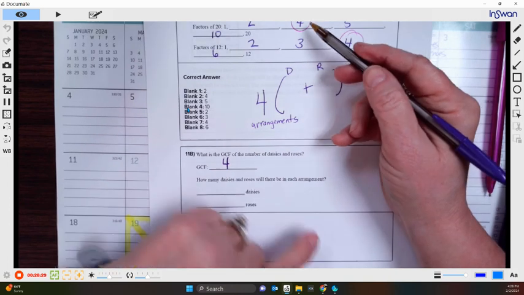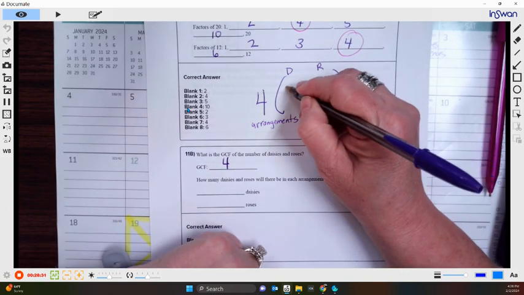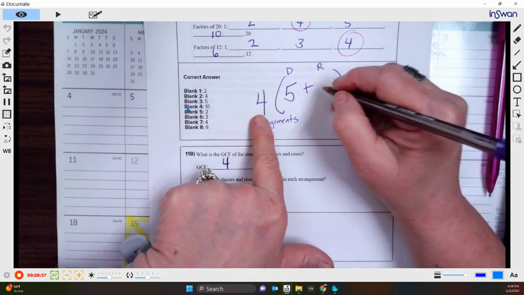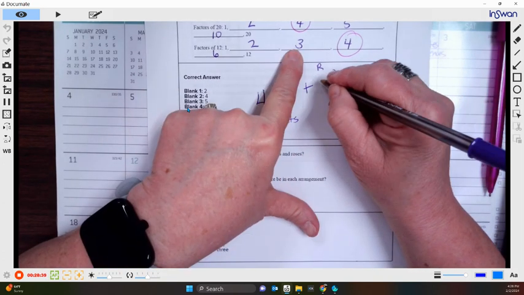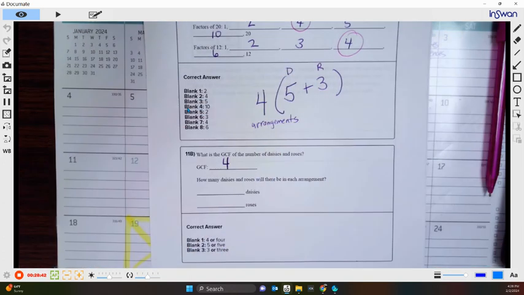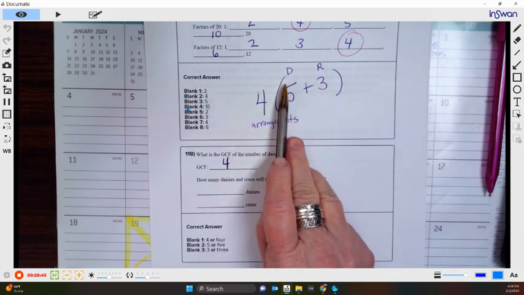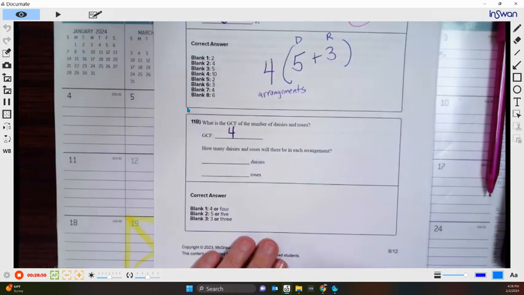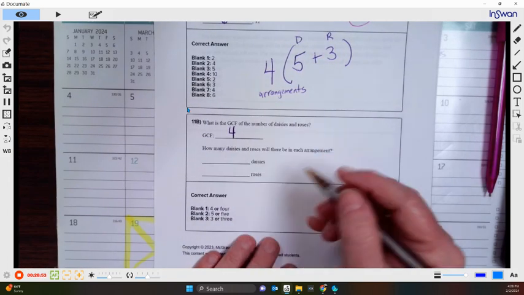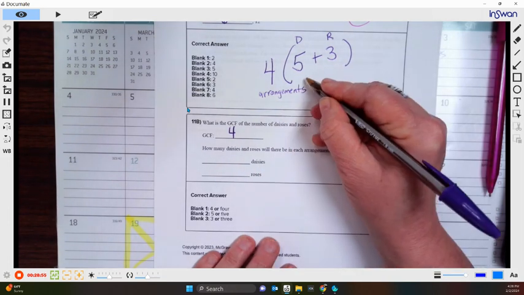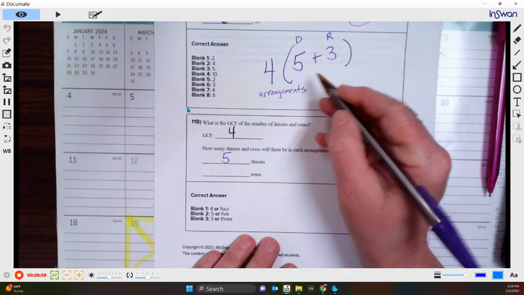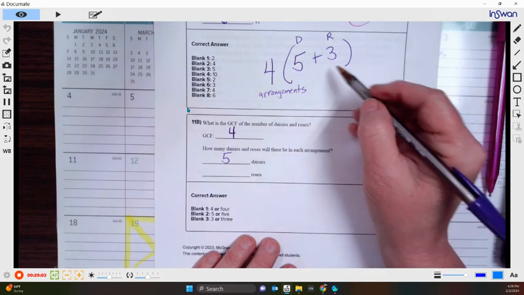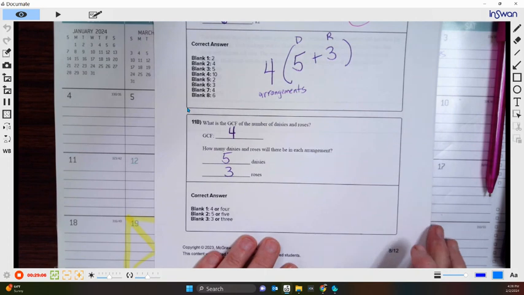We know that 4 times 5 is 20. So for the daisies, you would have in each arrangement 5 daisies, and 4 times 3 is 12. So that would be 3 roses. So you would have 4 arrangements. You'd have 5 of the daisies, 3 of the roses in each. And that would just be using your factors and distributing your answer. So your greatest common factor is 4. The daisies, if you look right here, would be 5, because 5 times 4 is 20. And the second one, the roses, 3 times 4 is 12. So there would be 3 roses in each one. Okay.